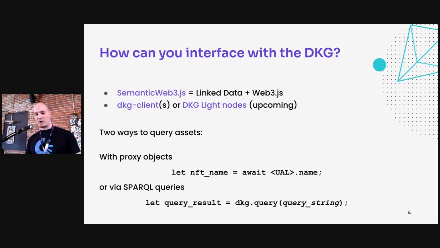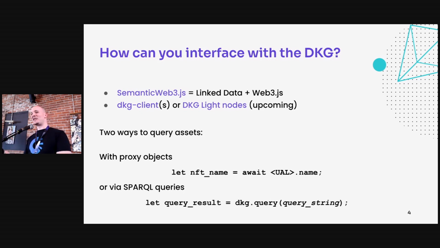So the first way is proxy objects. Think of this being your JavaScript code, and you have some variable NFT name. And what you do is you say, await UAL.name. It cannot really be more simple than that. All you need to know is this UAL, this address. And is anybody a JavaScript guy here? Do you notice something weird in this first line?